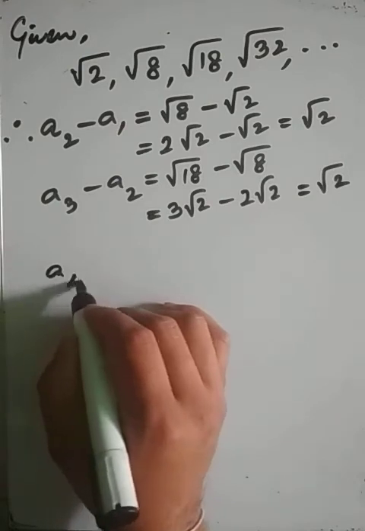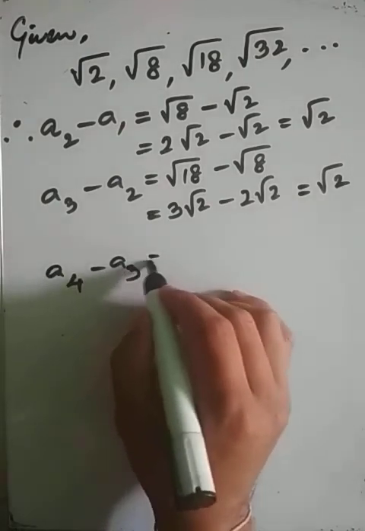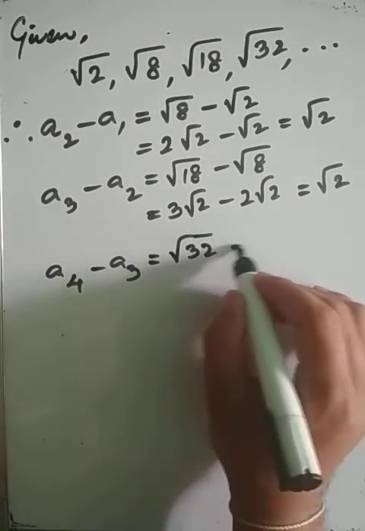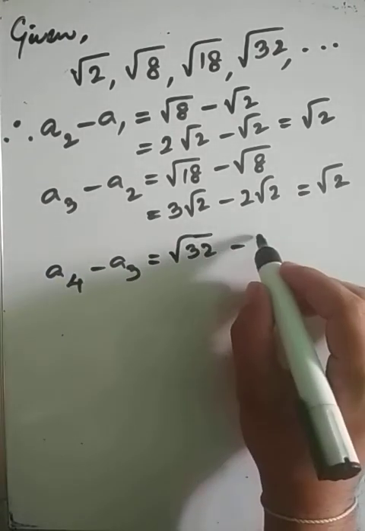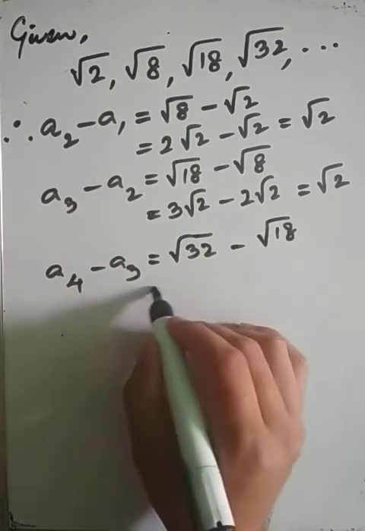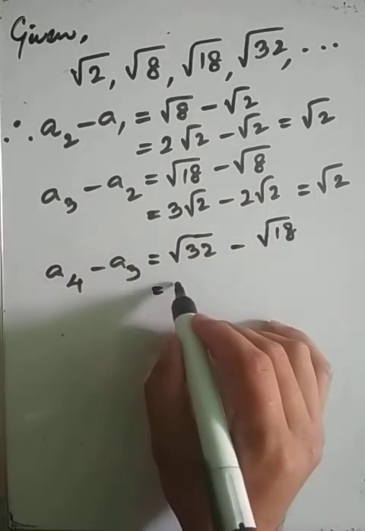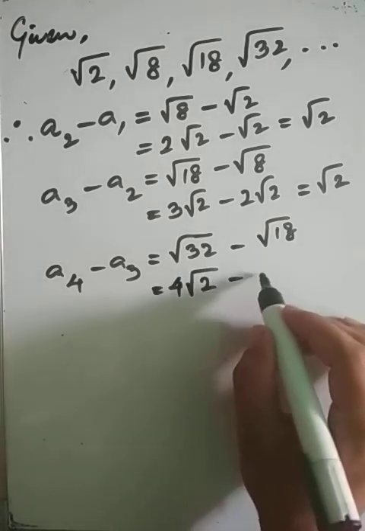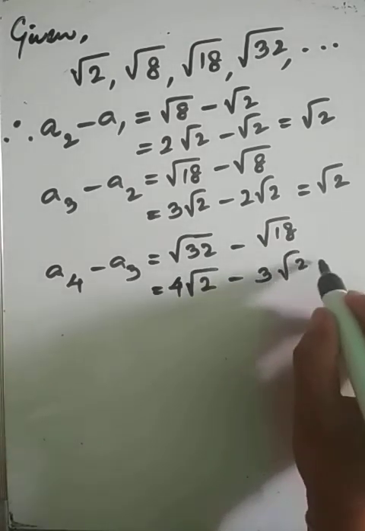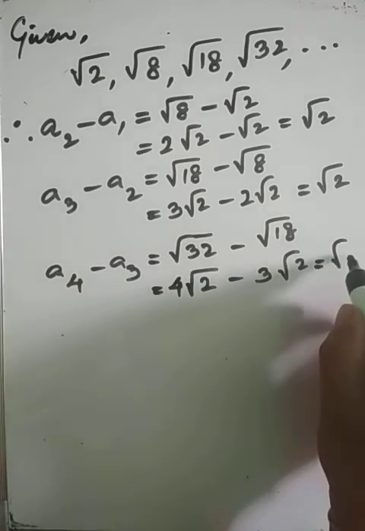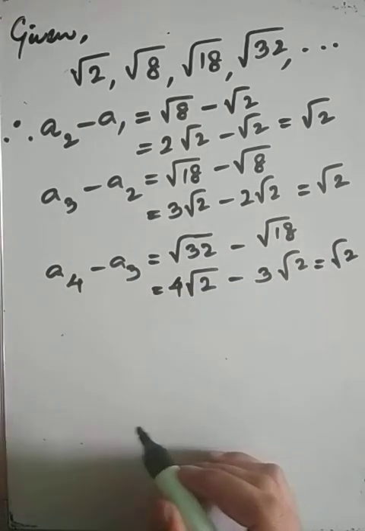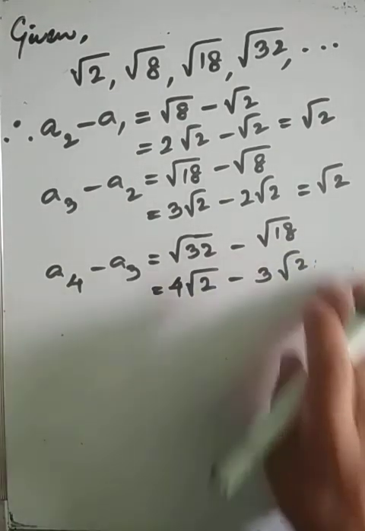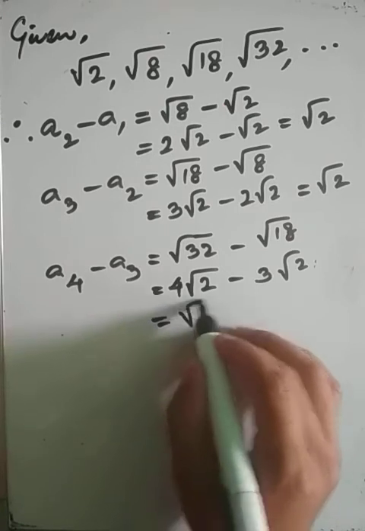Next, a4 minus a3. Here a4 means root over 32 minus a3 root over 18. So root over 32 means we got 4 root over 2 minus, what about a3? 3 root over 2. So we get here root over 2. So now, I'll just write here, I think the space is not there, root 2.